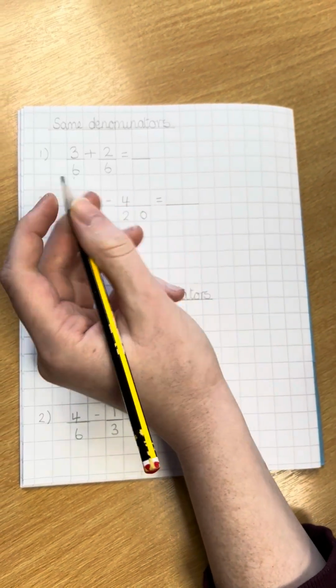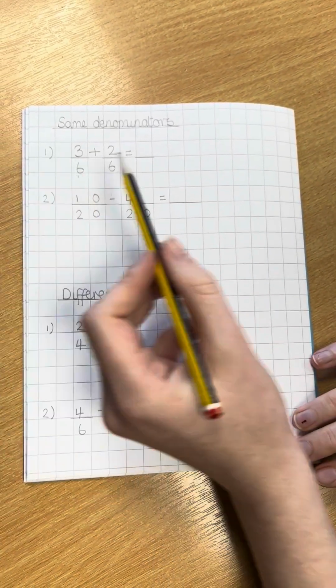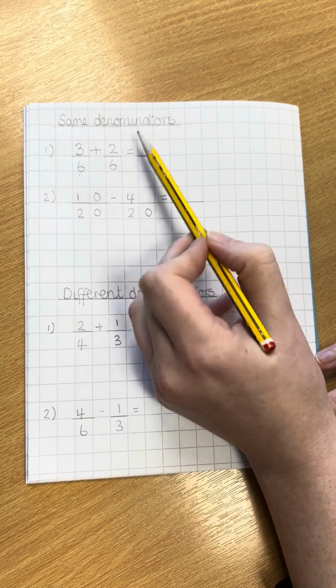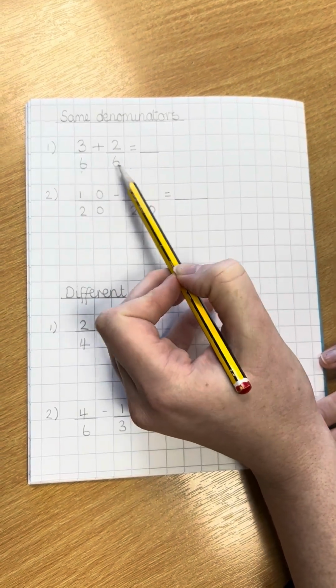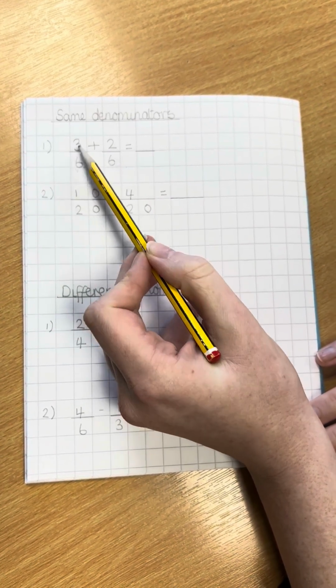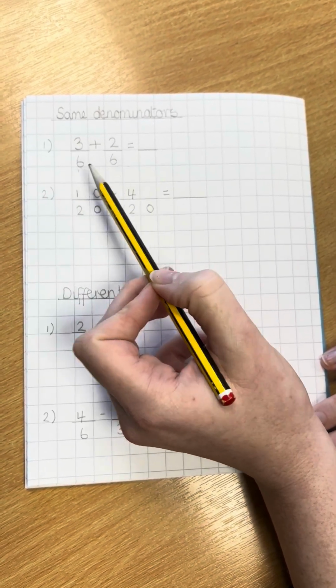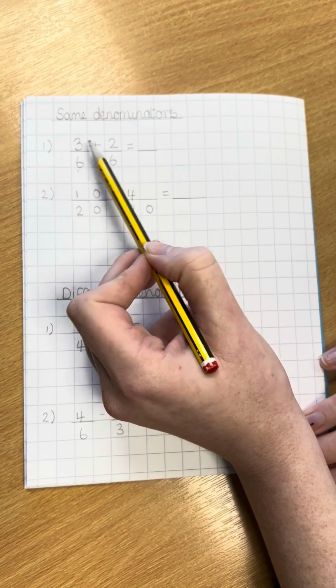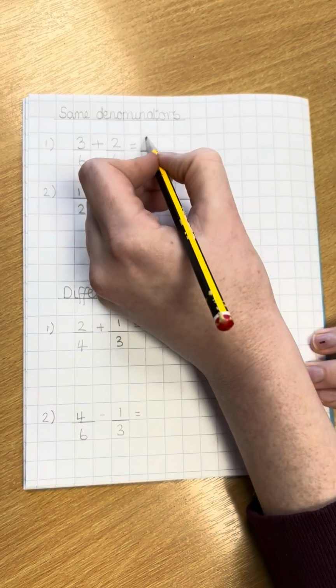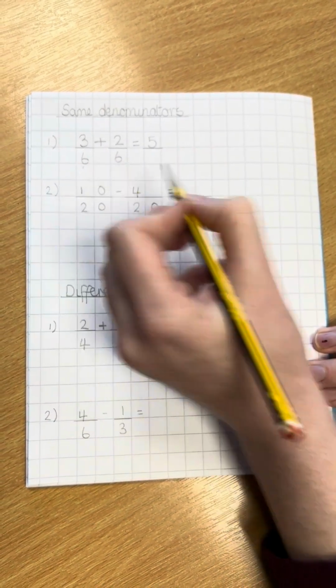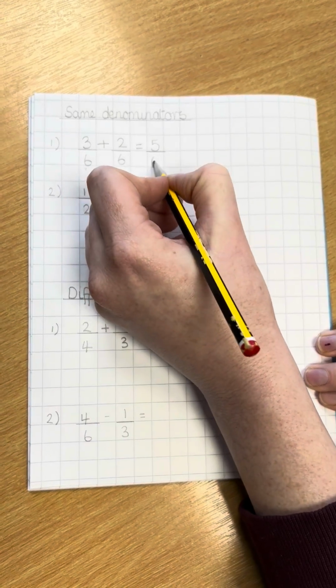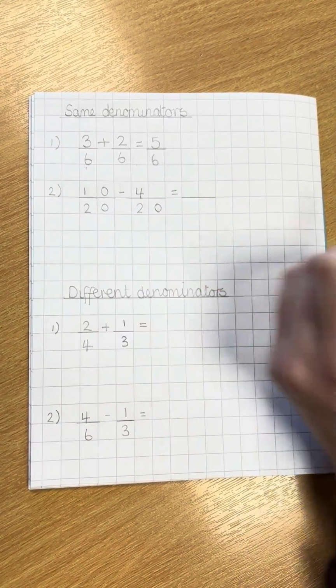I'm going to be talking to you about how we add and subtract fractions. First of all, we're going to be looking at fractions that have the same denominator, where both numbers at the bottom of the fraction are the same. Here we can see we've got 3/6 add 2/6. When we're adding them together, we just look at the numerators and add the numerators together, which gives us 5. Because the denominators are the same, we keep it as 6. So it should be 5/6.